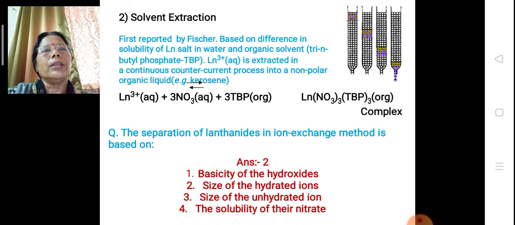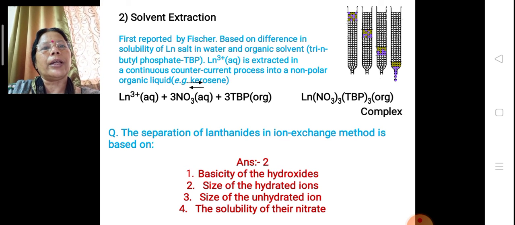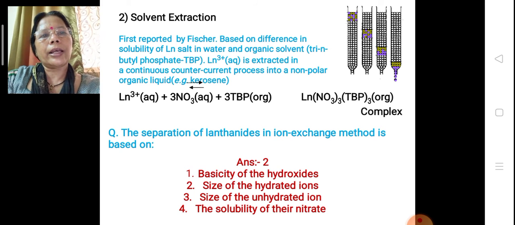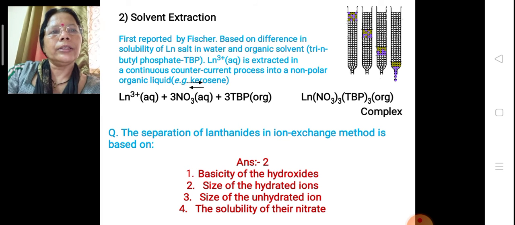The separation of the lanthanides in the ion exchange method is based on the basicity of the hydroxide, the size of the hydrated ions, the size of the unhydrated ion, and the solubility of their nitrates.